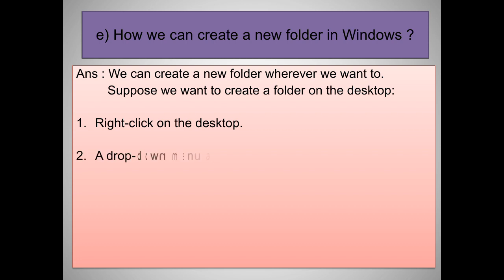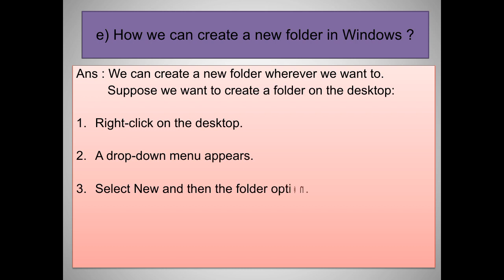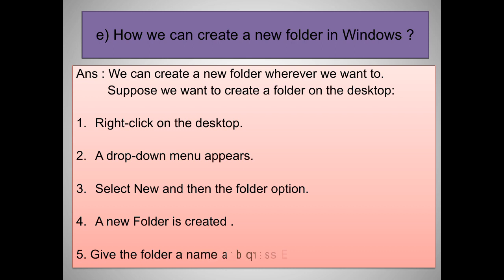The next is a drop down menu appears. After that, select new and then the folders option. A new folder is created. Give the folder a name and press enter. So, dear children, these are the steps how you can create a new folder in Windows.